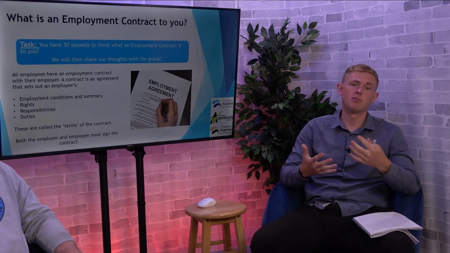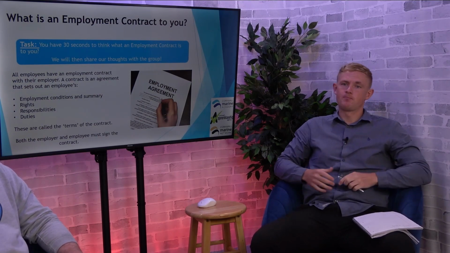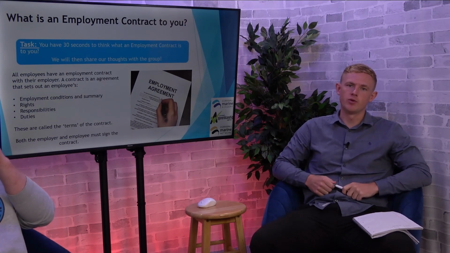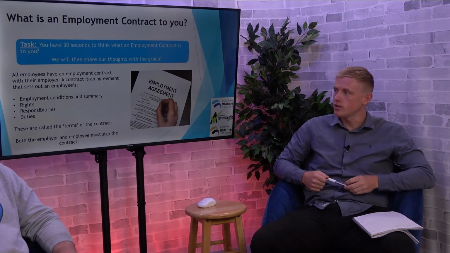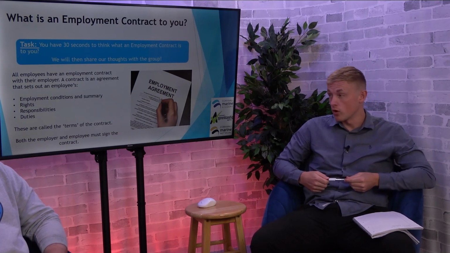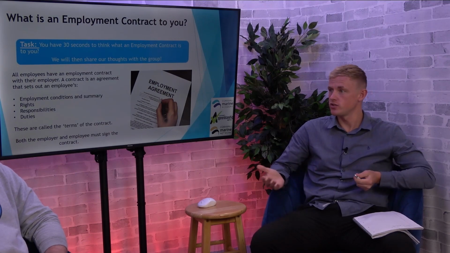So yeah, like I say here, all employees, so if you were employed by someone, have an employment contract with their employer. So the boss or the manager, for example, and it sets out different rules. So you've got employment conditions, your rights as an employee and employer, your roles and responsibilities, and also your duties. So that's a really brief bullet pointed overview of an employment contract. And each one of those are called terms in relation to that contract. So that's pretty much it. So you're on the right lines.